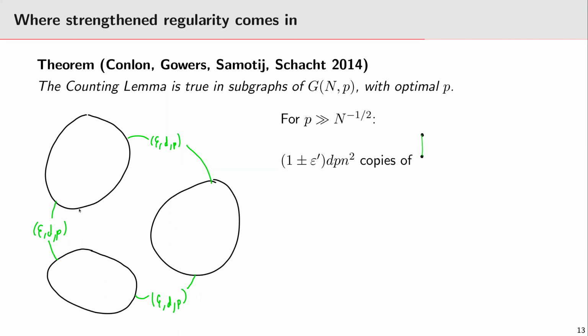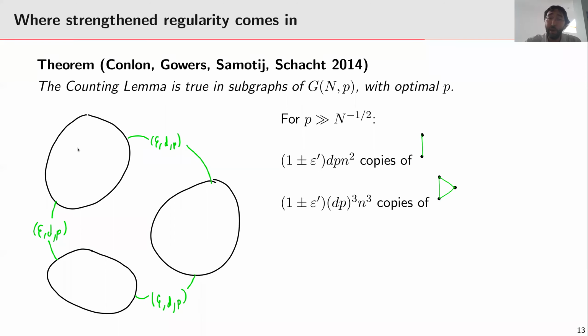Between these two sets, I want to know how many edges are there in green. So for this, I don't need to use any clever theorem. This is immediate from sparse regularity. The answer is there are this many. So these two sets, let's imagine they have size n. All of these sets have size n. Sparse regularity immediately says the number of edges here is basically d times p times n squared.